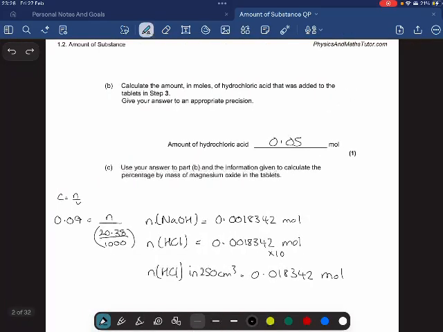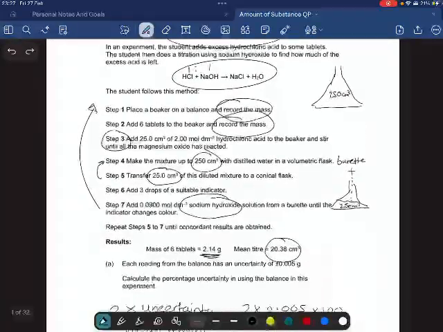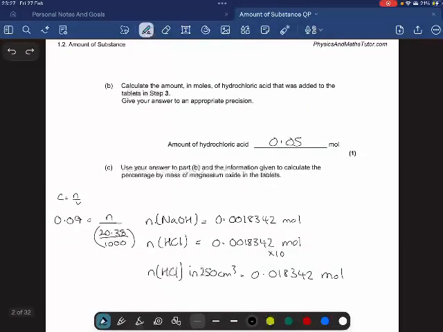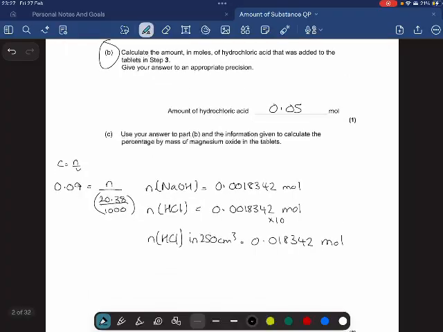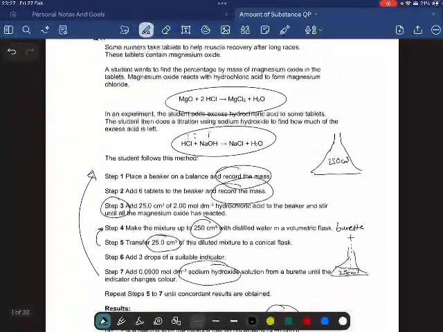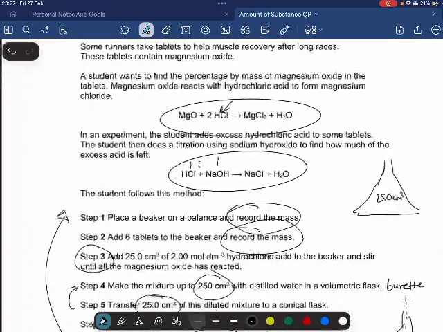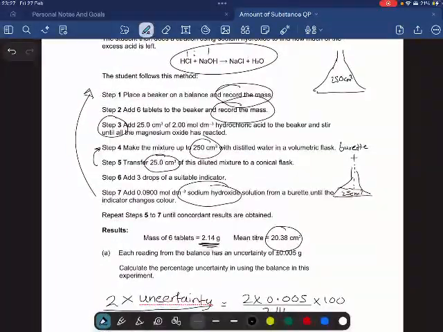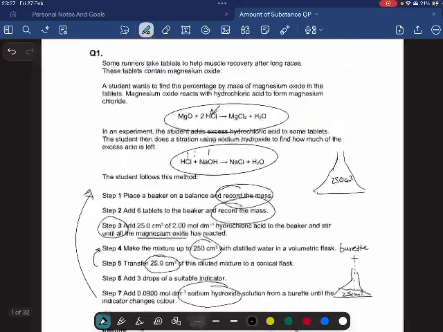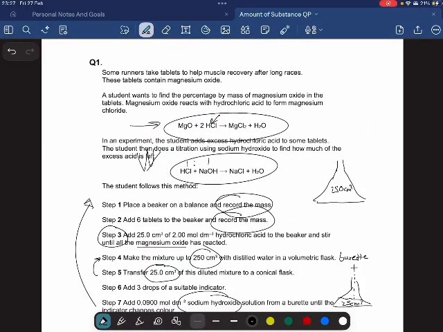This is where part B comes in. Usually, they never ask you to calculate part B of a question without actually using it, right? So, obviously, percentage uncertainty is an exception, but part B is actually used in part C. So, here's how. We know from step 3 that 25 centimeters cubed of 2 moles per decimeter cubed hydrochloric acid was added to the beaker. So this is in the first reaction, because remember it's referring to magnesium oxide here. So we know that it's not this equation, it's going to be this one, right? So here we have 0.05 moles, right?